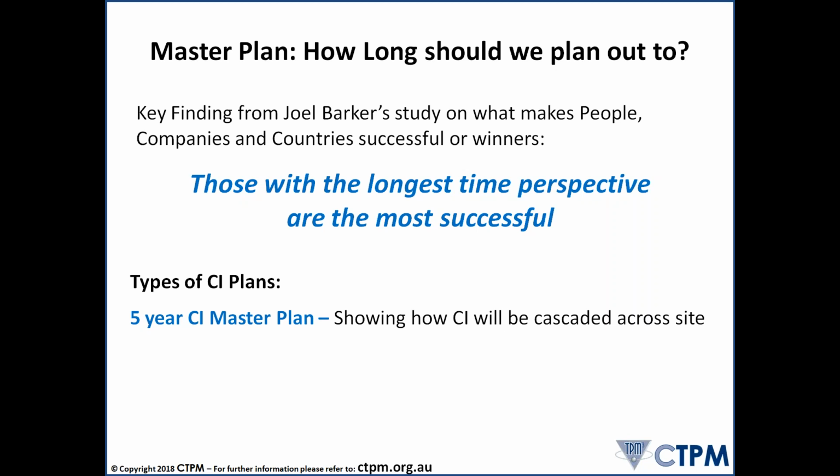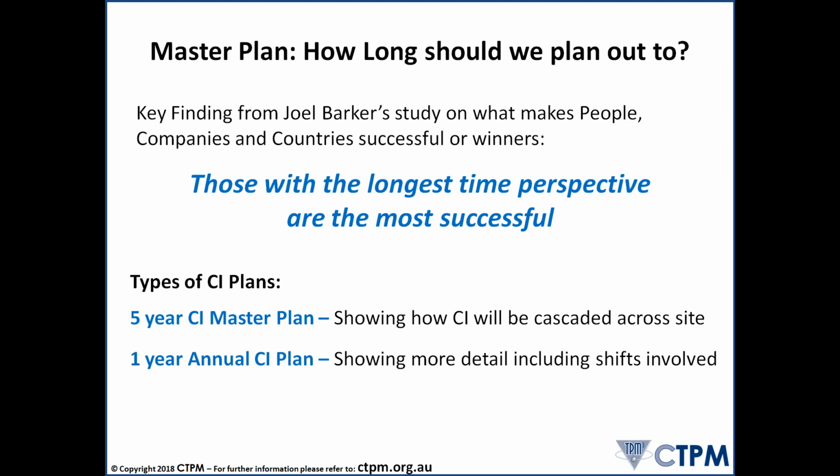So, as we said, you're always pursuing perfection. 5 years will get you much closer to that perfection than anything else. So we recommend a 5-year plan showing how CI, continuous improvement, will be cascaded across the entire site. So this links into area 3. You should then have a more detailed plan for your annual CI plan. So 5 years, quite high level. That's the master plan. It will change. It will be agile, but it gives us a line of sight of where we're heading.